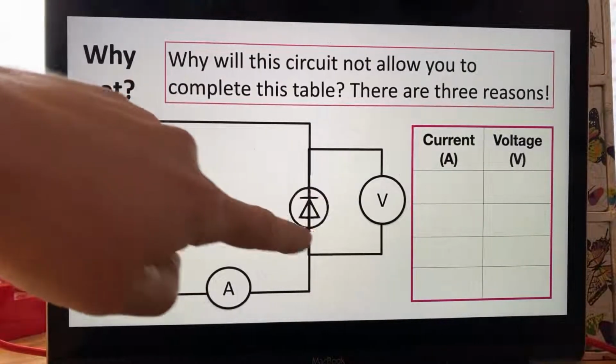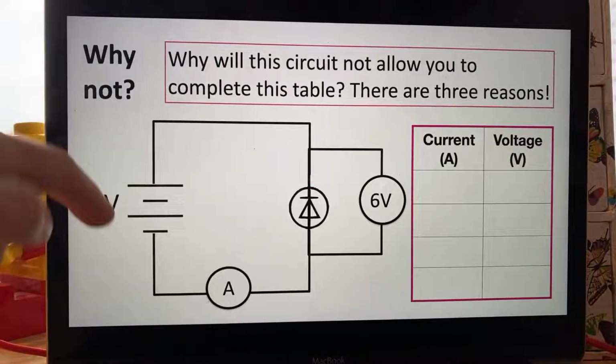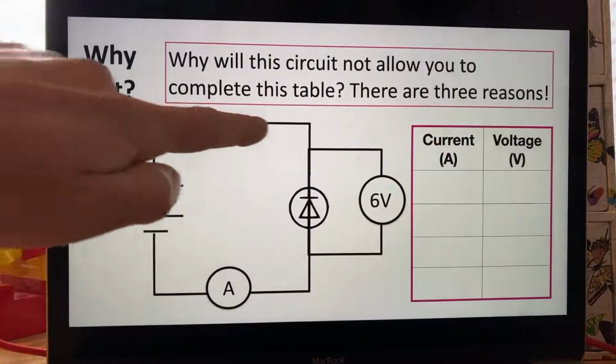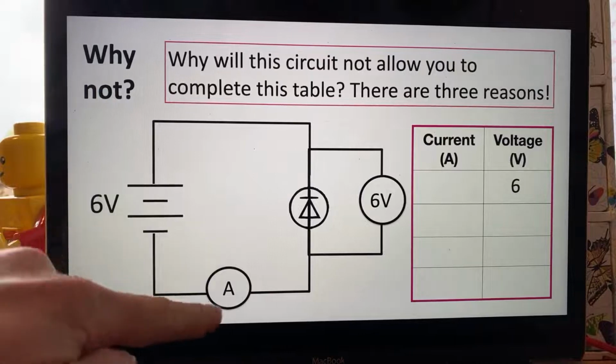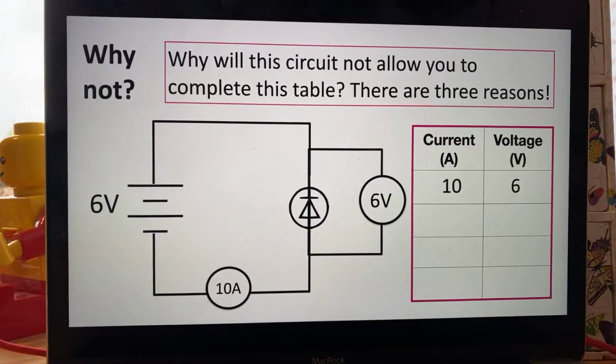So what's the voltage across this diode? It's going to be the same, isn't it? Because remember, pizzas never go back to the shop if you've been to previous lessons. So we know that the voltage across the diode is 6. Cool. Let's say that the ammeter is reading like 10 amps. So we write that in there.